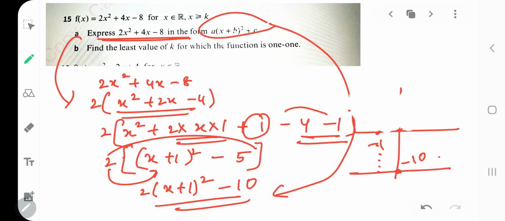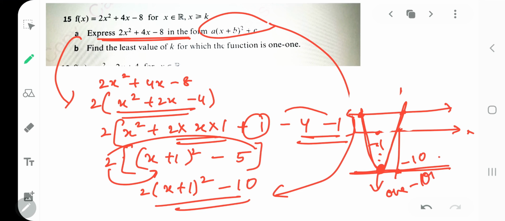So my graph will be like this. Okay, now if you can see the graph, which is the least value of k for which the function is 1-1, that means this is the least value. Now for which the function is 1-1, if I draw a parallel line to the x-axis, if it cuts at two places, that means the function has a many-to-one relation. But if it cuts at one place, it is called a 1-to-1 function.